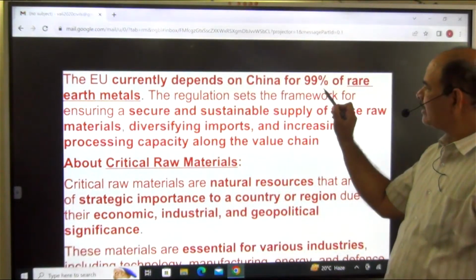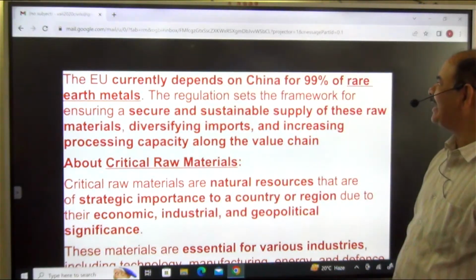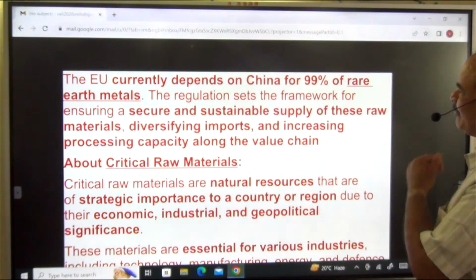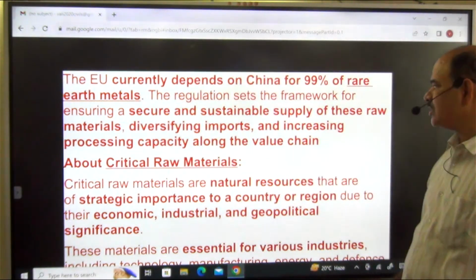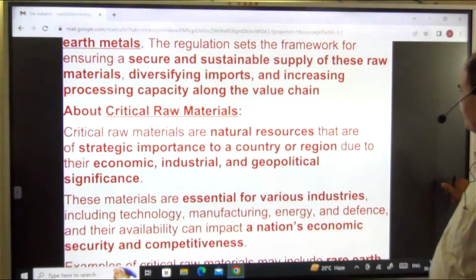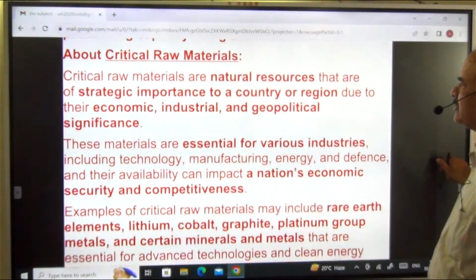And the EU currently depends on China for 99% of rare earth material. So the union wanted to diversify the imports and even increase the processing capacity indigenously.